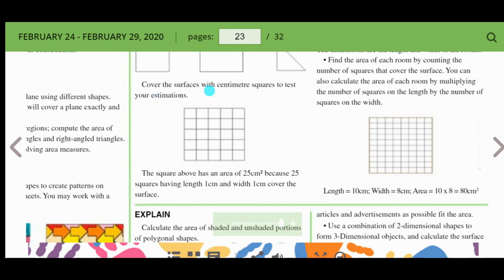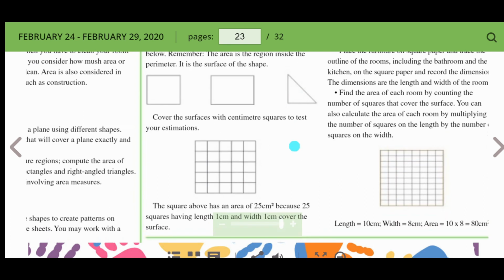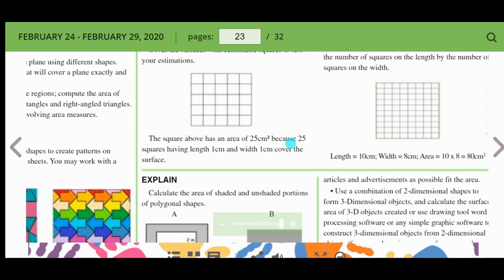Now, cover the surfaces with centimeter squares to test your estimation. So you would take a grid like this and place it over to see how many of these units cover that particular area. The square above this one has an area of 25 centimeters squared because 25 squares having a length of 1 centimeter and a width of 1 centimeter cover the surface. So 1, 2, 3, 4, 5 this way, and then 1, 2, 3, 4, 5 this way, and 5 times 5 would give us 25 in all.